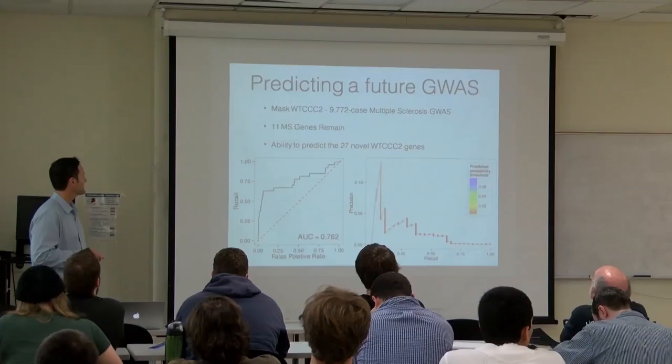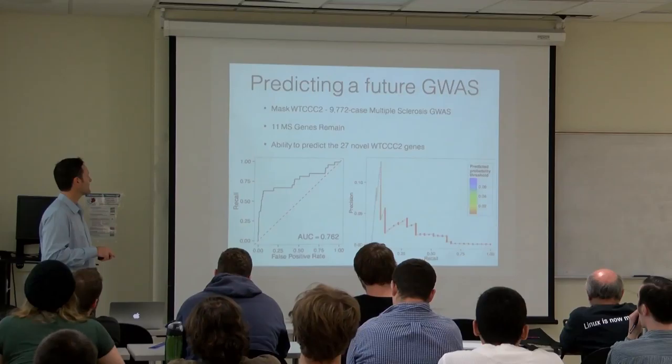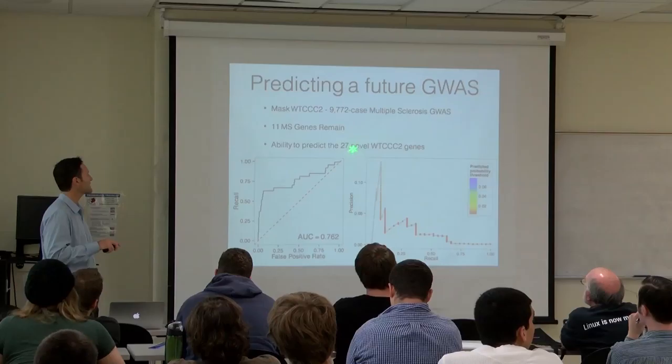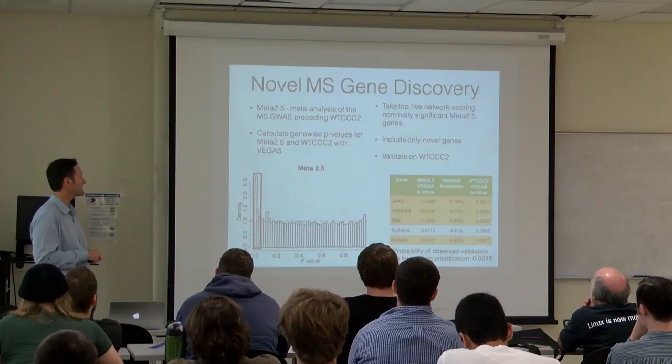And again, in this case, our predictions of genes being associated with a given disease were fairly good. We were able to predict 27 novel genes, and we tested specifically 5 of those, and we were able to validate 4 of them.